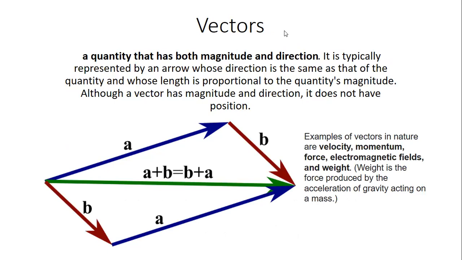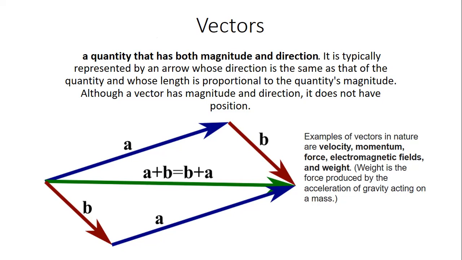All right, let us look at vectors. We're already familiar with what vectors are from our junior classes. Vectors are quantities that have both magnitude and direction. They are in a specific direction. It is typically represented by an arrow whose direction is the same as that of the quantity and whose length is proportional to the quantity's magnitude.